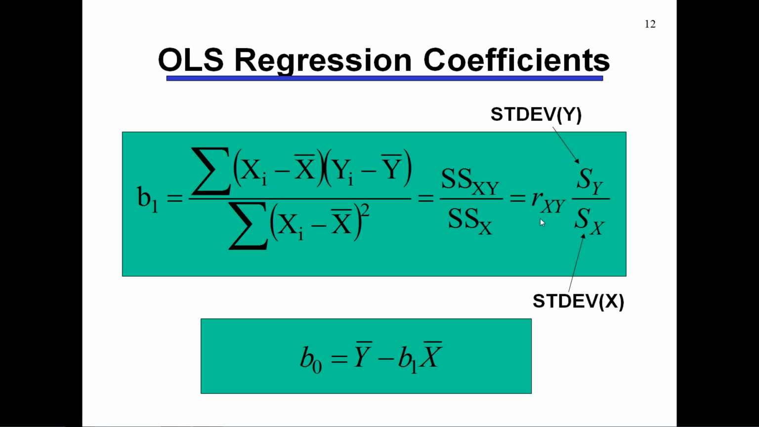Now notice that B1 has some relationship to the correlation coefficient r sub xy. We've got the standard deviation of y in the numerator, standard deviation of x in the denominator. These are terms that I hope are familiar to us from our statistics course.